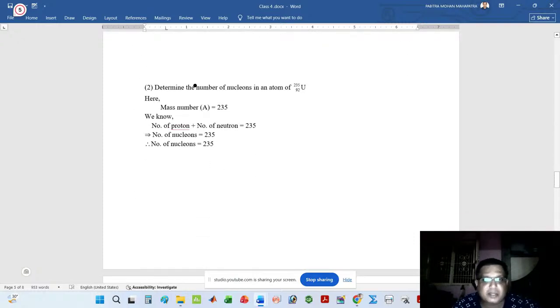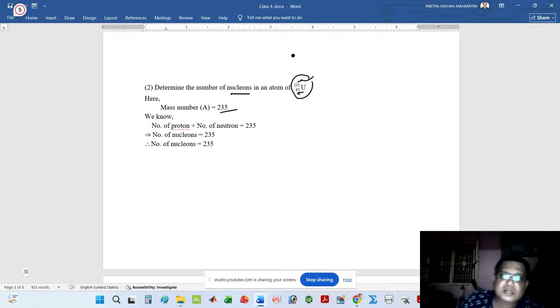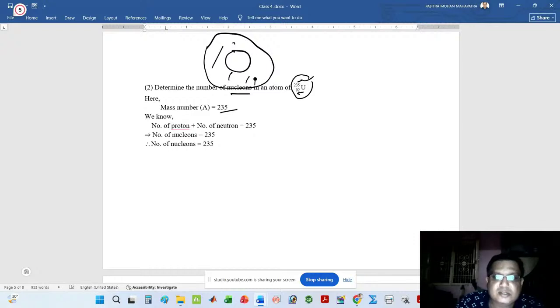Next problem, determine the number of nucleons in an atom of U 92 235. Atomic number, this is the mass number, so mass number here is 235. Number of nucleons: nucleons means the total constituents present in the nucleus. This is your nucleus, and this is the space in which electrons revolve around the nucleus. Nucleus is made by neutron and proton. Electron is present outside the nucleus.